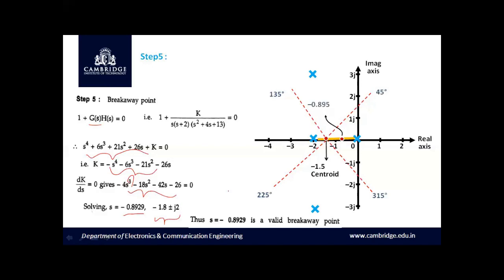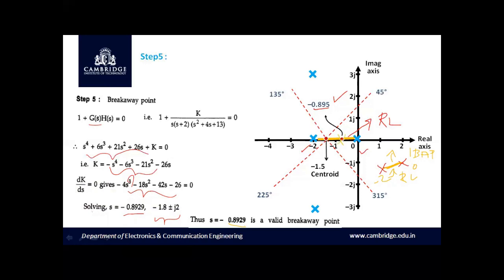s equal to minus 0.8929 is exactly located between two adjacently placed poles, and these two adjacently placed poles are also in the region of root locus. Therefore, minus 0.8929 becomes a valid breakaway point. As already predicted, if we have two adjacently placed poles in the region of root locus, yes, minus 2 and 0, then there exists a minimum of one breakaway point. This is what we predicted before, and we never knew the location where it is located.